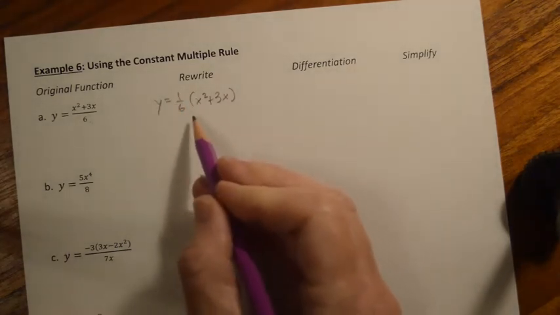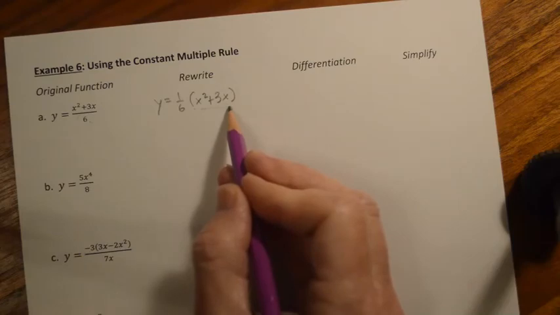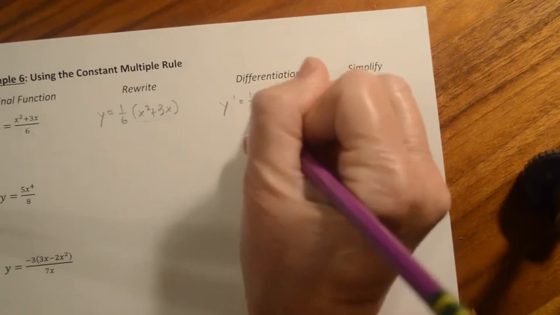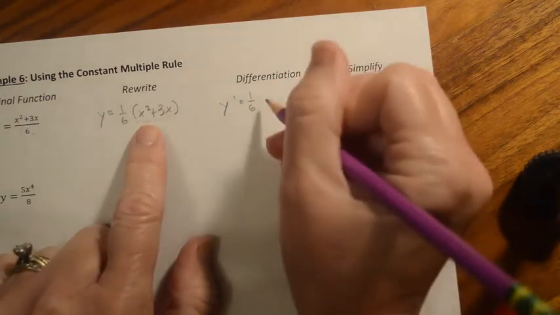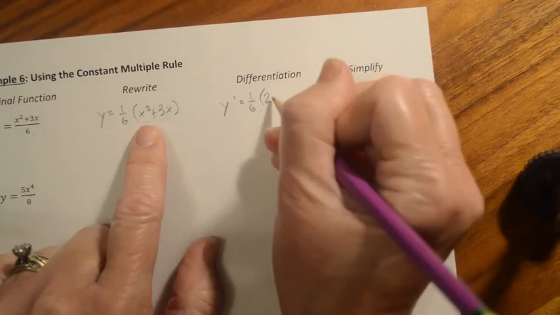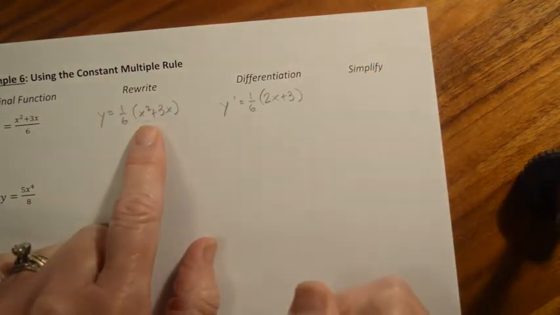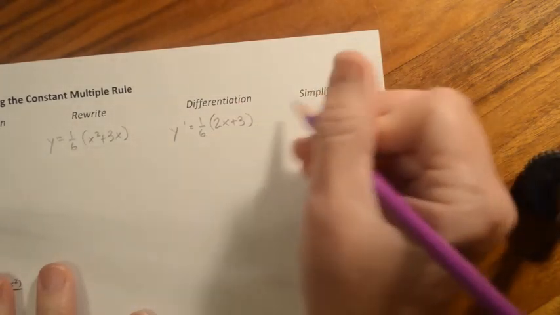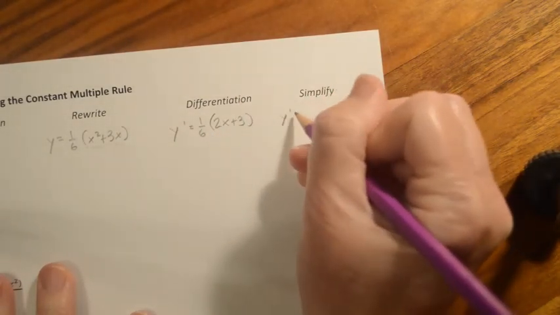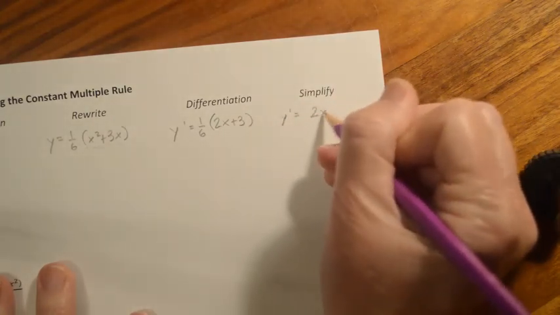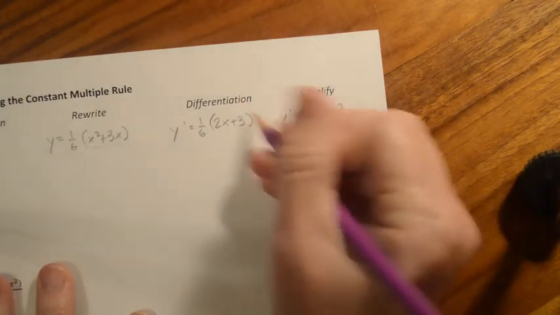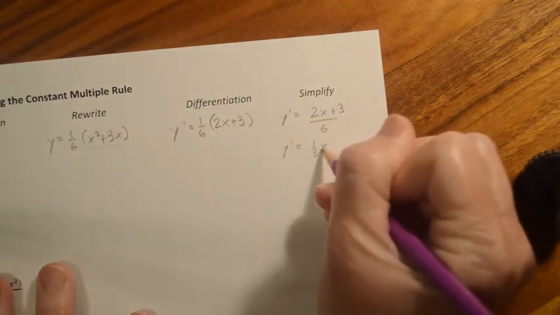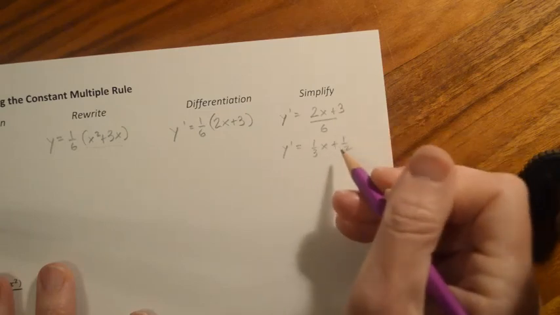Again, now that we have this scalar, we can just use the power rule that we did before. So this would become y prime equals 1/6. Again, we leave the scalar alone, and then take the derivative of the inside, 2x plus 3. At this point, the simplify part would probably be just put the 6 back in the denominator where we had it, so 2x plus 3 over 6, or I wouldn't care if you distributed that and got y prime equals 1/3 x plus 1/2. Either one is fine with me.